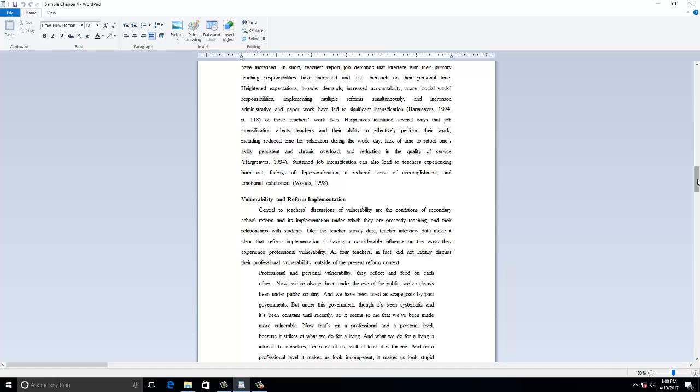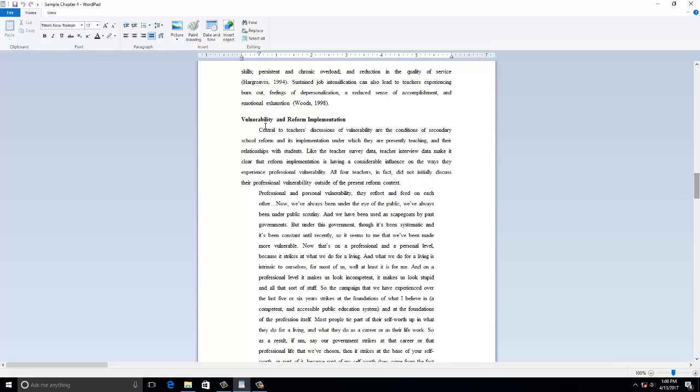Now we're going to move on to a presentation of how to structure the presentation of qualitative data. So when we look over here at vulnerability and reform implementation, which is again a level 2 heading, we're going into another piece of data that we're presenting. You have the introduction. Here's the introductory paragraph.